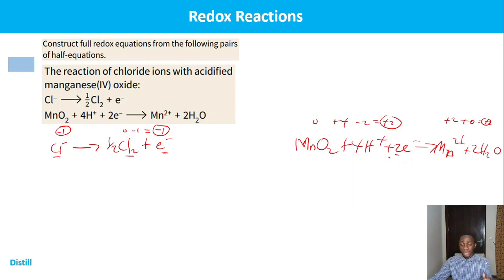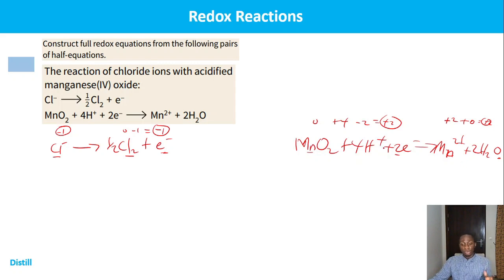What about in terms of atoms? We have Mn, single manganese atom here. Mn, 1, 1, yes. How many oxygen atoms? We have 2 oxygen atoms here, 2 oxygen atoms here. And we have 4 hydrogen atoms here and 4 hydrogen atoms here. That is balanced, very good.